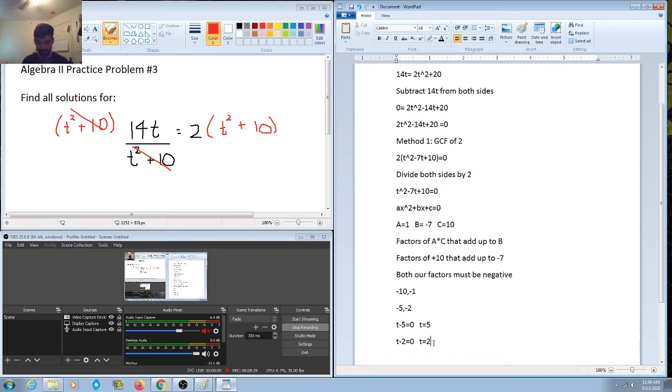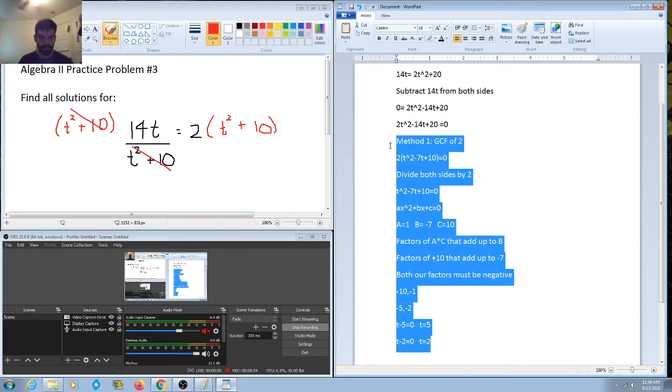5 squared is 25 plus 10 is 35. 70 divided by 35 is indeed equal to 2. Let's go ahead and substitute in 2. 14 times 2 is 28. 2 squared is 4 plus 10 is 14. 28 over 14 is indeed 2. So that shows that our solution of t equals 5 and t equals 2 is correct.